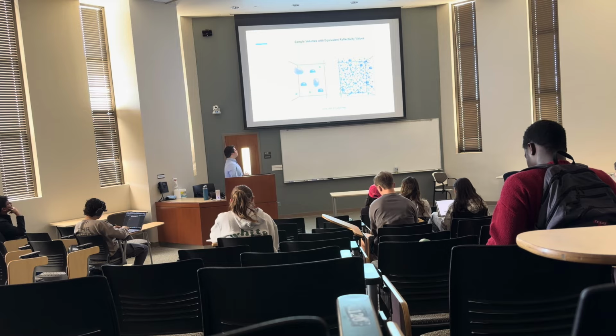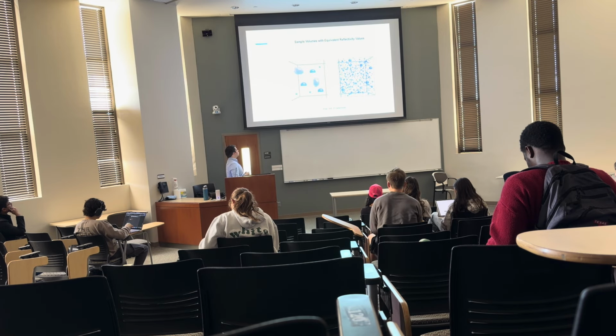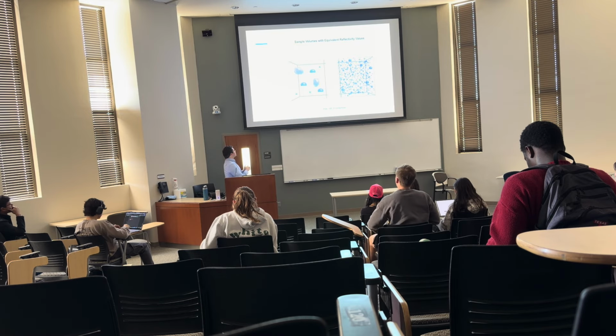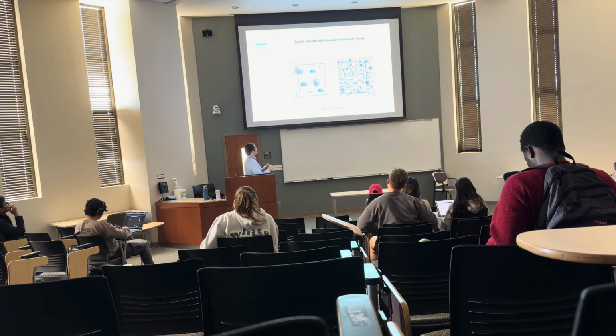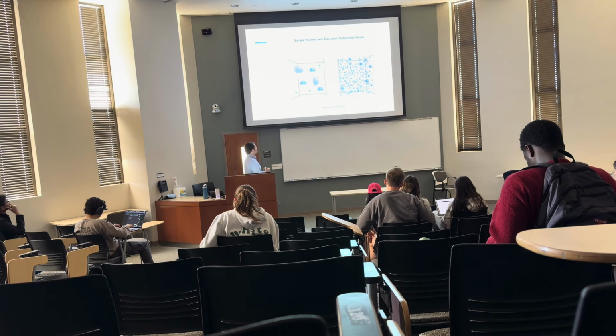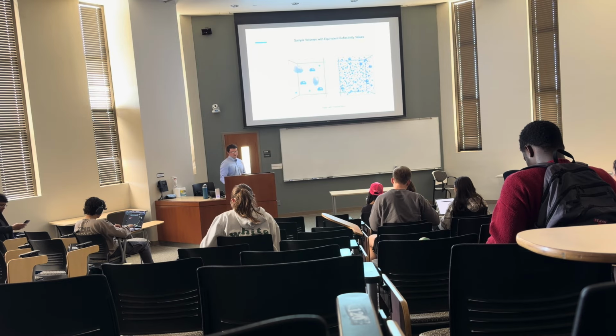So up on this diagram here, both of these cubes would return the same reflectivity value, whether it be the left side with just a couple large hailstones, or the right side with many small raindrops and a couple medium-sized raindrops. They would both return the same reflectivity value, which is what we observe when we look at a weather radar output.